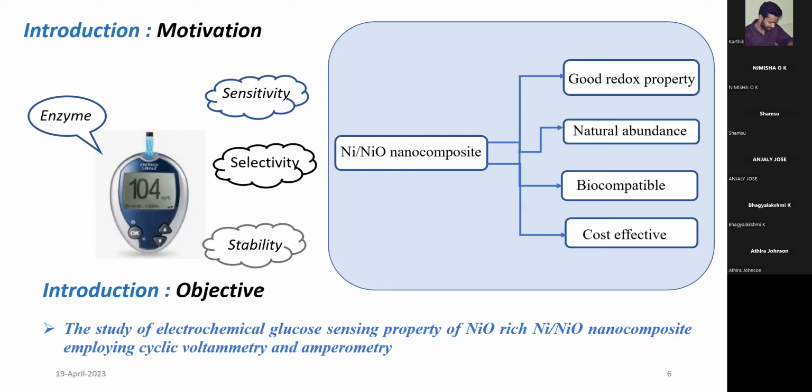Moreover, nickel-nickel oxide nanocomposite shows good redox property. It is naturally abundant. It is biocompatible and cost-effective. The objective of our work is the study of the electrochemical glucose sensing property of nickel oxide-rich nickel-nickel oxide nanocomposite employing cyclic voltammetry and amperometry.